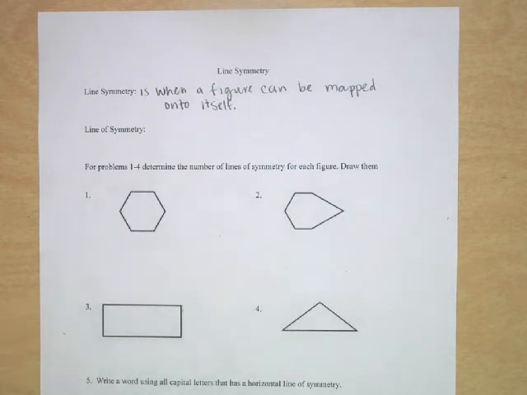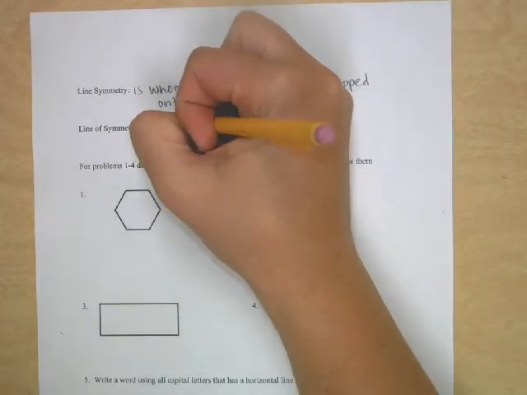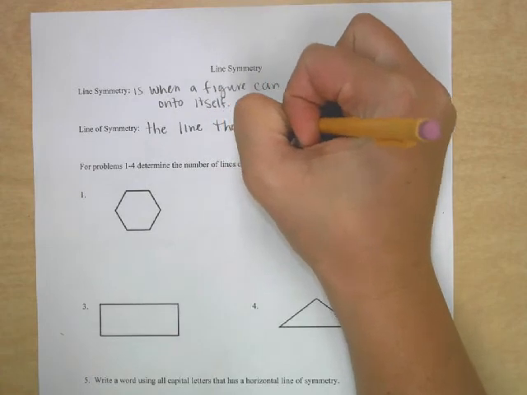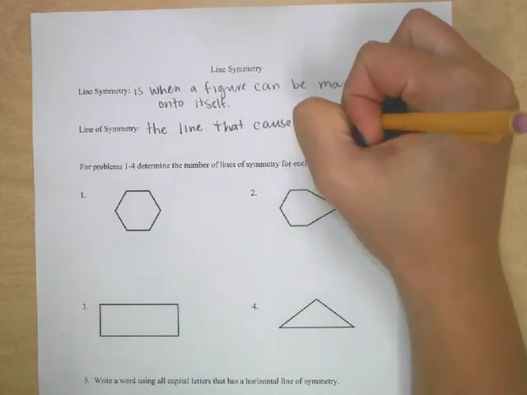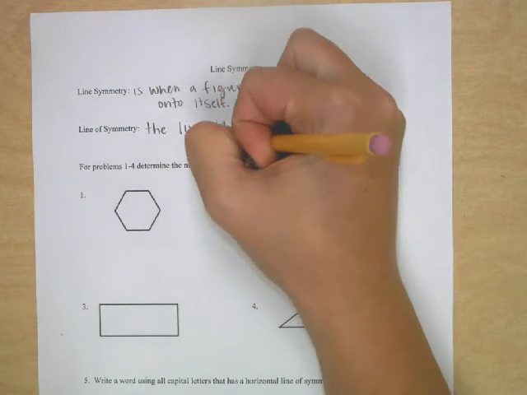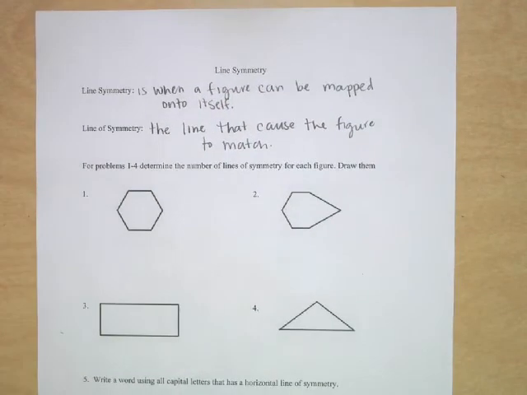The line of symmetry is the line that causes the figure to match. So every time you draw a line of symmetry, I would look at that and say, okay, if I took the figure and folded it on that line, if you actually cut it out and folded it, it's going to look exactly the same in both places.